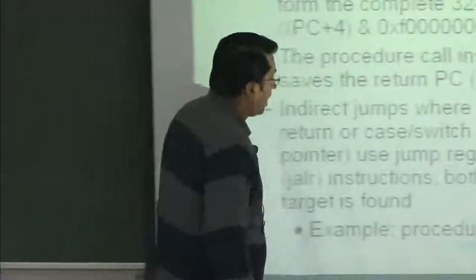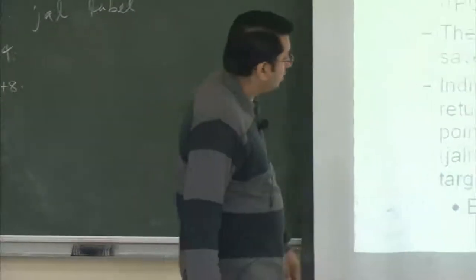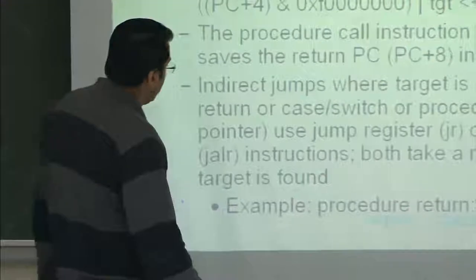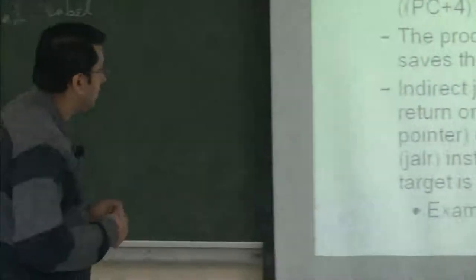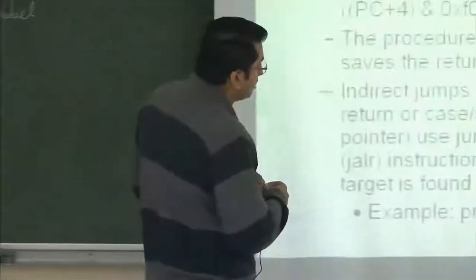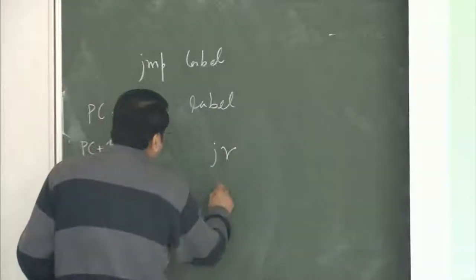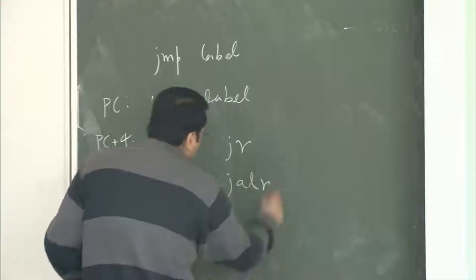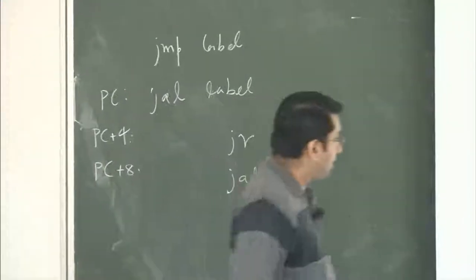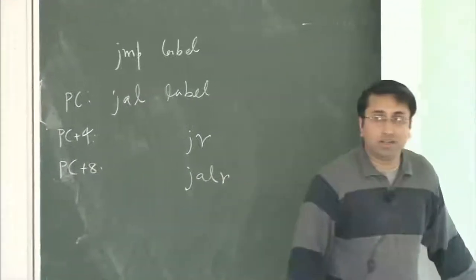Okay. Indirect jumps where the target is not known, that is procedure return or case switch or procedure call by a function pointer, use a jump register instruction or jump and link register instruction. So there are two instructions to do that, one is JR, another one is JALR. Both take a register operand where the target is found.